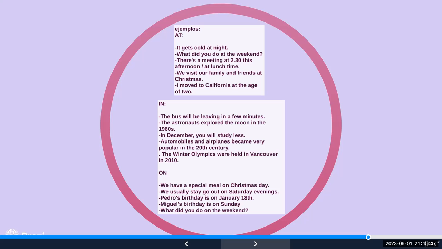¿Qué significará eso? Necesito que me digan. Se pone frío en la noche. It gets cold at night, okay? But take a look at this expression, at night. What do you do at the weekend? What do you do at the weekend? Tell me.